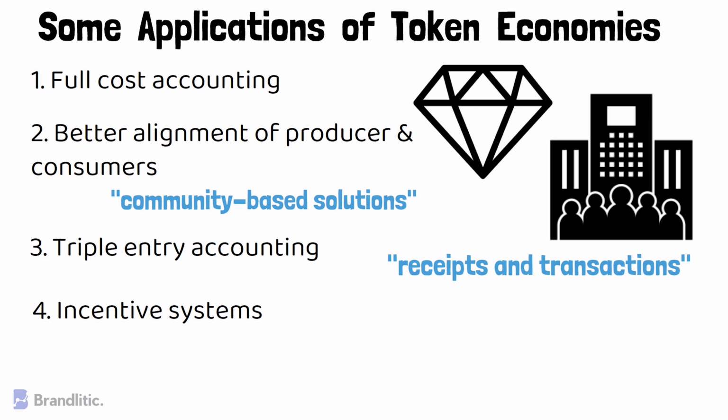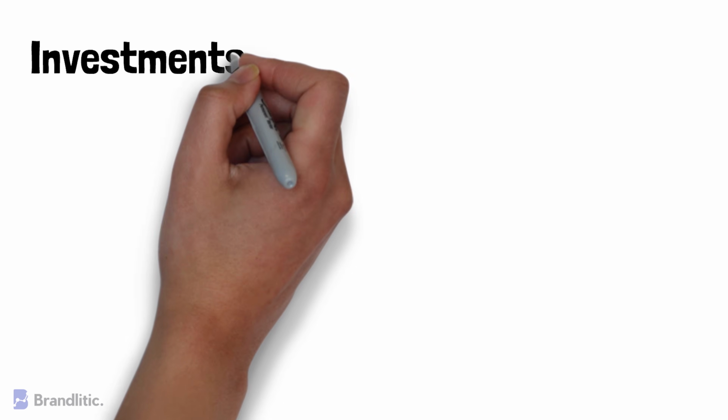Number 4, incentive systems. With tokenomics built on blockchain protocols, tokenization will become a reward for an increasing array of transactions. That is, every source of value can be tokenized to build microeconomies that align individuals' incentives with the goal of growth of the ecosystem. Further, let's talk about investment and tokenomics.